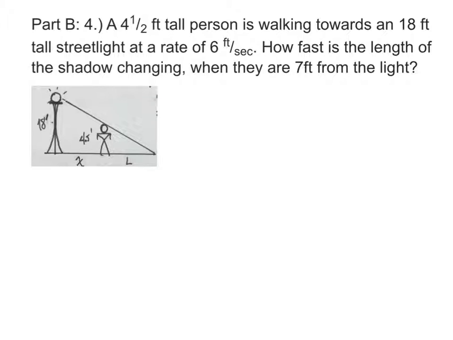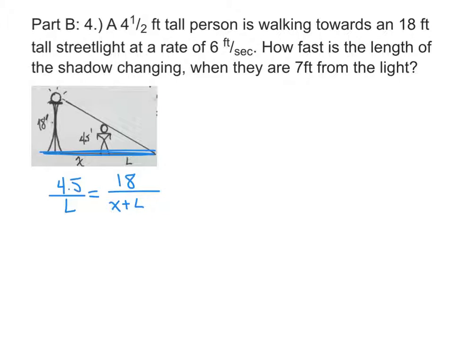All right, so we have similar triangles, and the first thing I'm going to do is set up that relationship. So 4.5 is related to L, just like 18 is related to X plus L. Don't think it's L and X as two separate distances, because that entire base on the big triangle is the sum of both of them.